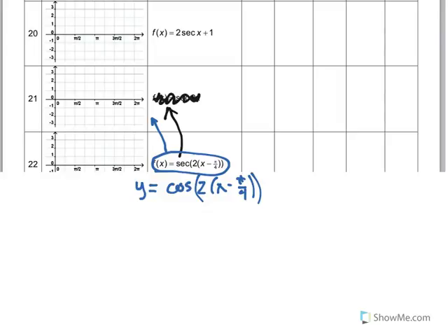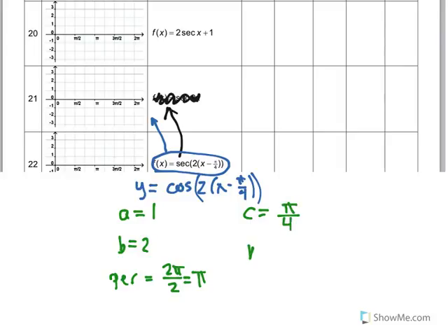So what I'm going to do here is find my parts. So A, I have an amplitude of 1. B is 2, which means I have a period of 2 pi over 2, which is pi. And I also have a horizontal shift of pi over 4. As far as my key points, I get the period divided by 4. So at every fourth pi, I have a key point happening.